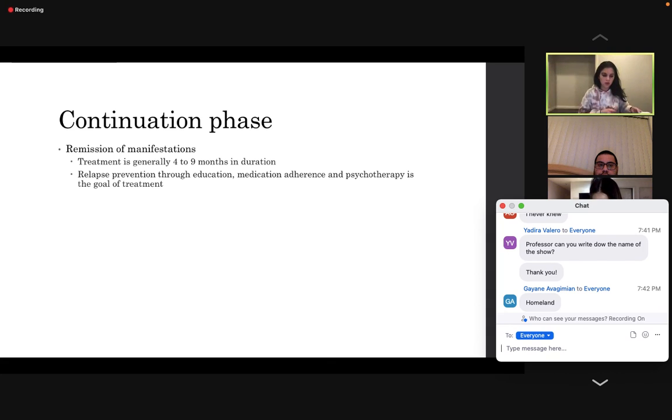And then we've got the continuation phase, generally 4 to 9 months in duration. Such a long time, right? Hopefully at this point we've reached therapeutic level of lithium to keep the mania stable. We're going to talk about it. Remember, it's 4 to 9 months, give or take, depending on how compliant your patient is. Relapse prevention through education, medication compliance, and psychotherapy. We never just discharge our patient cold turkey. We still provide medical care, we still educate them, therapy, meds, all that stuff.